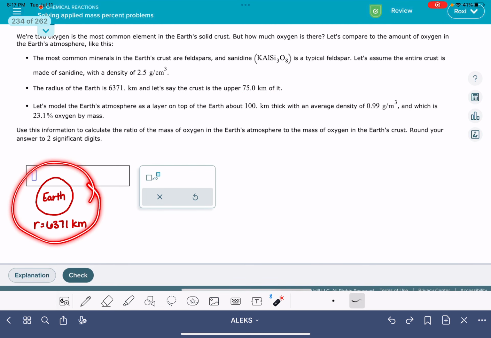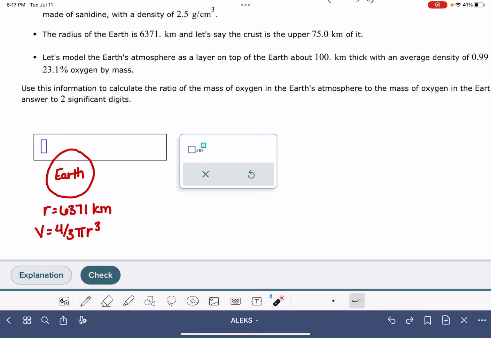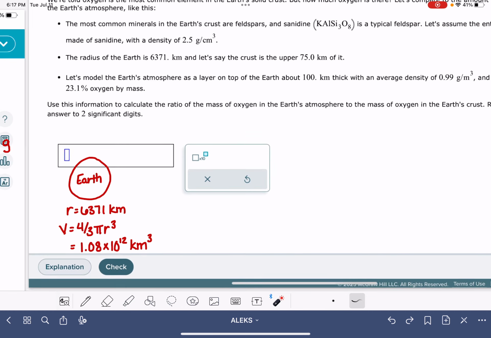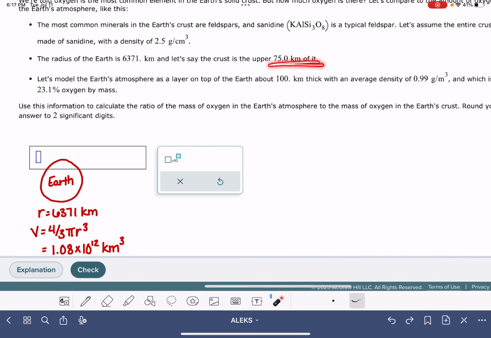So I'm starting by sketching a little picture of the Earth with the radius, and I am going to use the equation for calculating the volume of a sphere, because the Earth is a sphere, and I'm going to calculate the volume of the Earth from the radius that was provided to me in the problem. There it is right there. Now that is the volume of the whole entire Earth. The problem is telling us that the crust is just the upper 75 kilometers of the Earth. So the rest of the Earth, all the rest of this stuff on the inside, we are not taking into consideration in this problem at all.